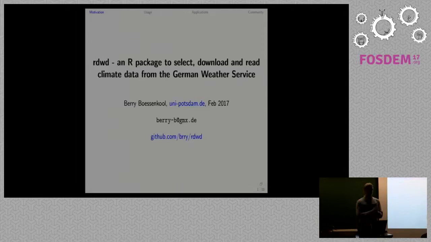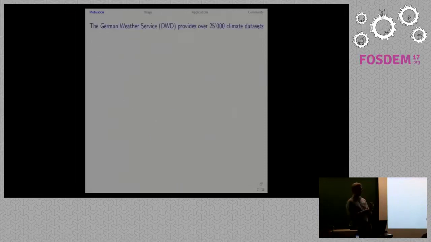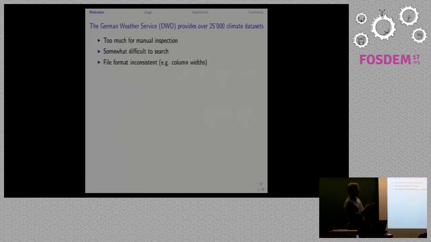So the German Weather Service, or in German Deutscher Wetterdienst, that's what DWD stands for, has a lot of data sets online, like over 25,000 files. And that's a bit too much to inspect manually. Also, it's difficult to search all that. And as I said, they're not always completely consistent, also not in formatting like column widths and stuff like that.